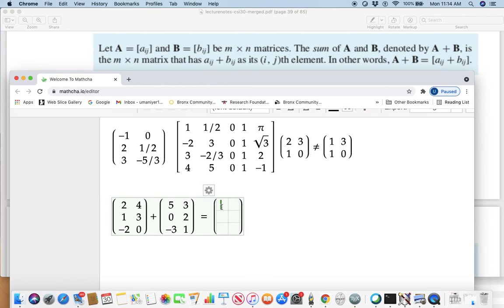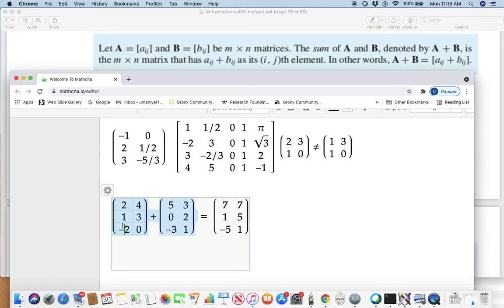What does that mean? What goes here? 2 plus 5 goes here. What goes here? 1 plus 0 goes here. What goes here? Negative 2 plus negative 3, negative 5 goes here. What goes here? 4 plus 3, 7. What goes here? 3 plus 2, 5. What goes here? 0 plus 1, 1. Okay, this was addition of matrices. So notice I can add two matrices as long as they are of the same size. That way there are individual numbers.